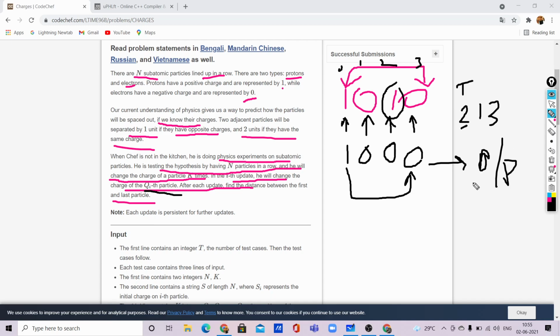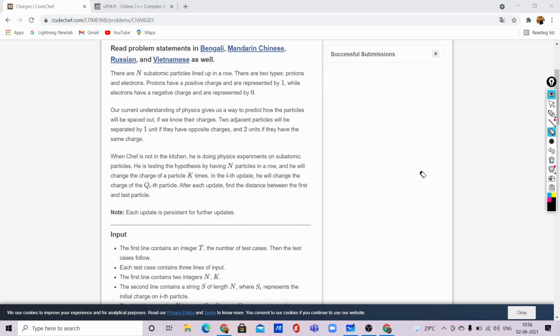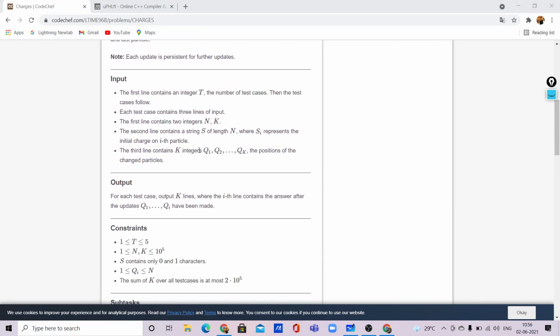Okay, let us go into the problem. Now let us see the same example and find out the answer. Let us see the example given in the test cases and analyze the problem given. Okay, let us go into the problem.